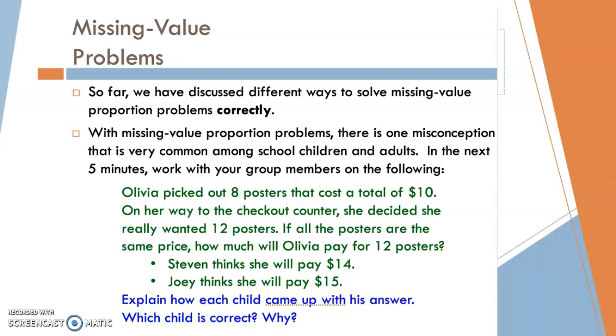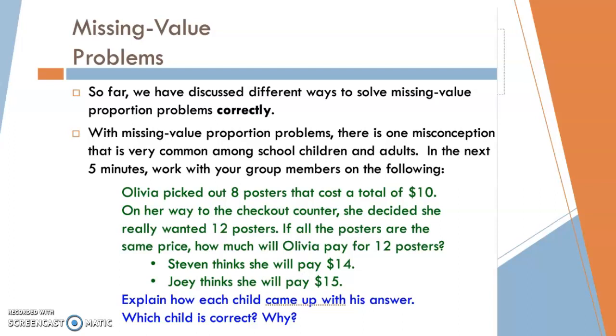And in the next 5 minutes, you're going to work with your group to look at the following. Olivia picked out 8 posters that cost a total of $10. On her way to the checkout counter, she decided that she really wanted 12 posters. If all of the posters are the same price, how much will Olivia pay for 12 posters? Stephen thinks she will pay $14, and Joey thinks that she's going to pay $15.